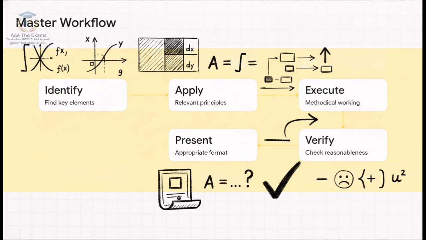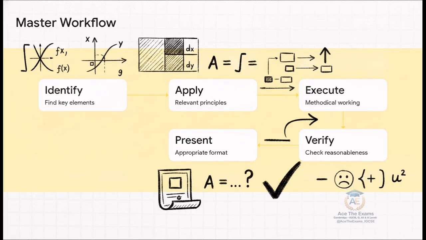Step 1. Identify key elements. What actually are the equations? Which axis is the area bounded by? Step 2. Apply relevant principles. Like, do we need to integrate with respect to x? Or, actually, is it going to be way easier to integrate with respect to y? Step 3. Execute the analysis. This is your clear, methodical working.